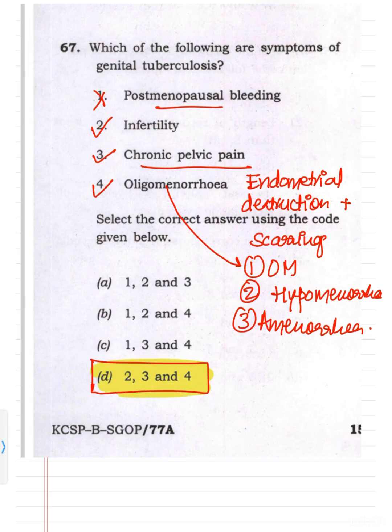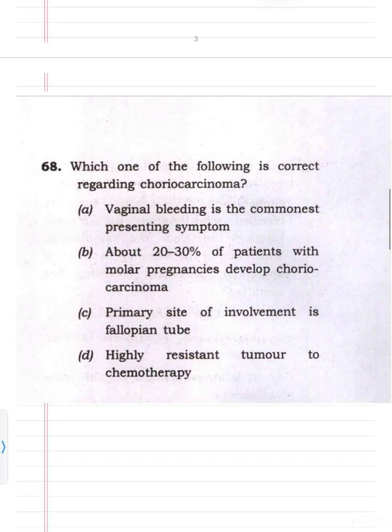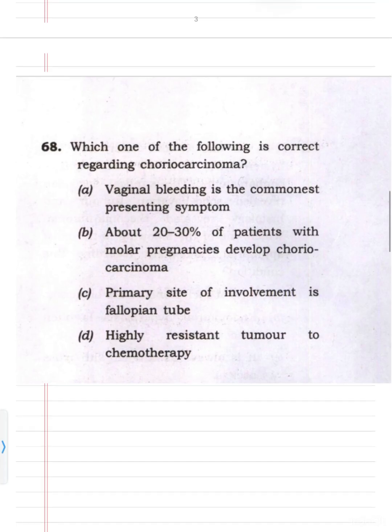Now coming to the next question, the 68th question. Which one of the following is correct regarding choriocarcinoma? The first option: vaginal bleeding is the commonest presenting symptom. This is correct. The most common presentation of gestational choriocarcinoma will be irregular vaginal bleeding.